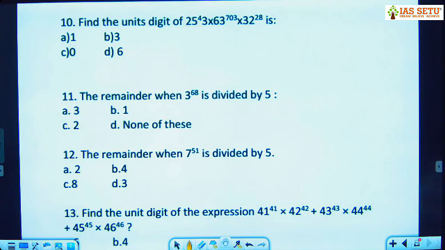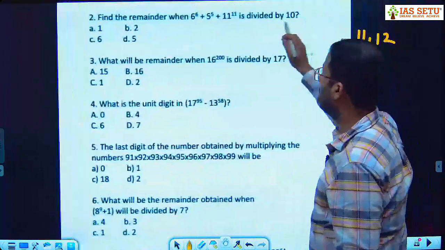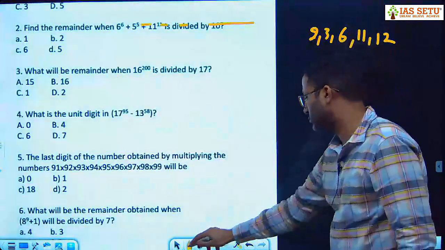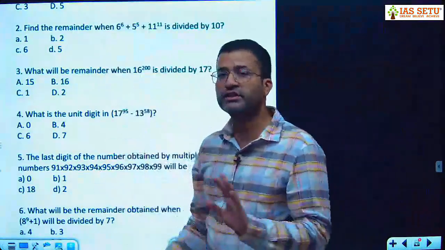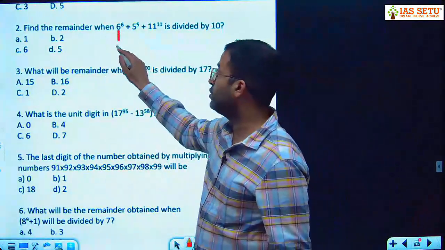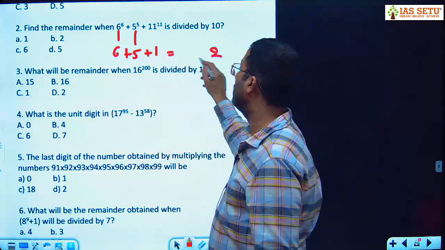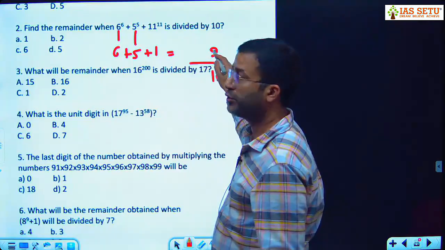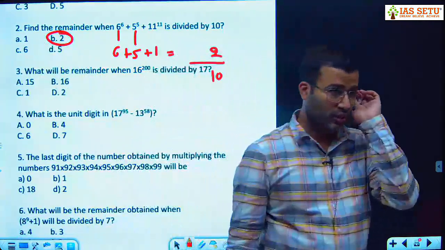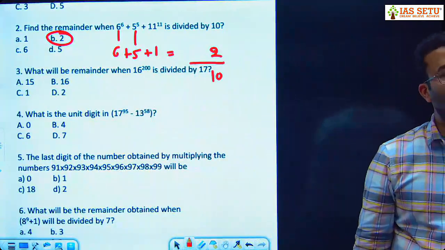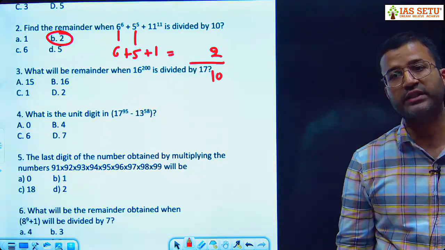Okay, quickly I discuss. Question number 2. What is your answer? See here, when your divisor is 10, unit digit will help you. 6 is always 6, 5 is always 5, 1 is always 1, it is 2. कोई भी number हो, when you divide by 10 at unit place 2, your remainder is 2. So your remainder is 2. Because in case of 10, unit digit itself is the remainder. जब आपका divisor 10 होता है, unit digit ही remainder है.